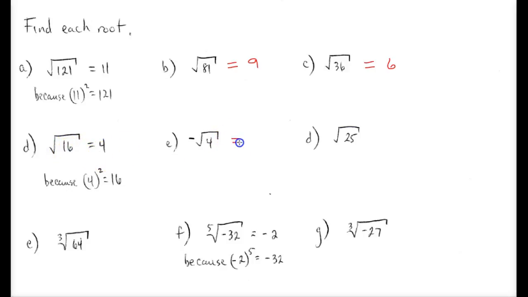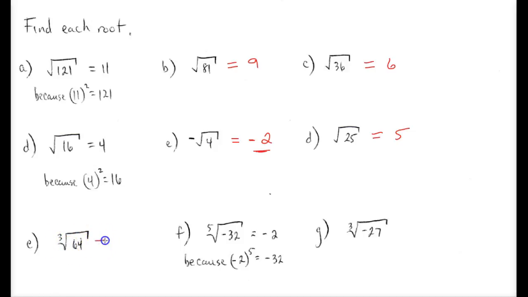For the answer for E, we know that since we have a negative on the outside of the square root sign, then that's just like multiplying the square root of 4 by a negative 1. So we put a negative there, and then we know that the square root of 4 is just 2. So the answer is a negative 2. And so in this instance, we can actually have a negative answer there. The square root of 25 is 5.